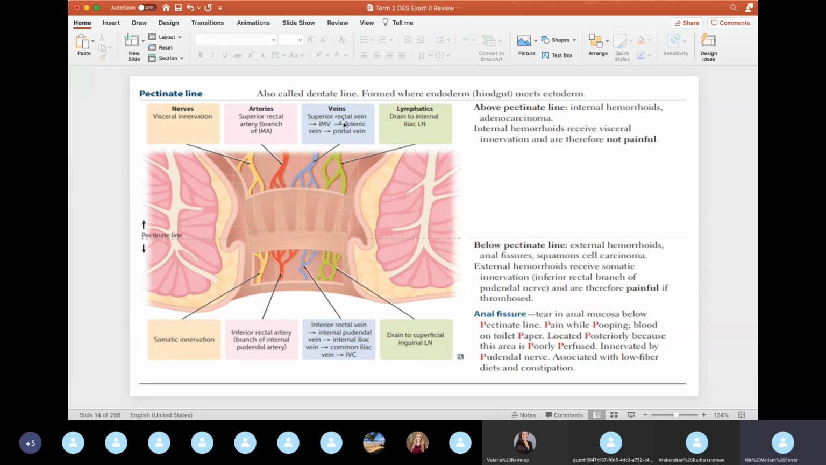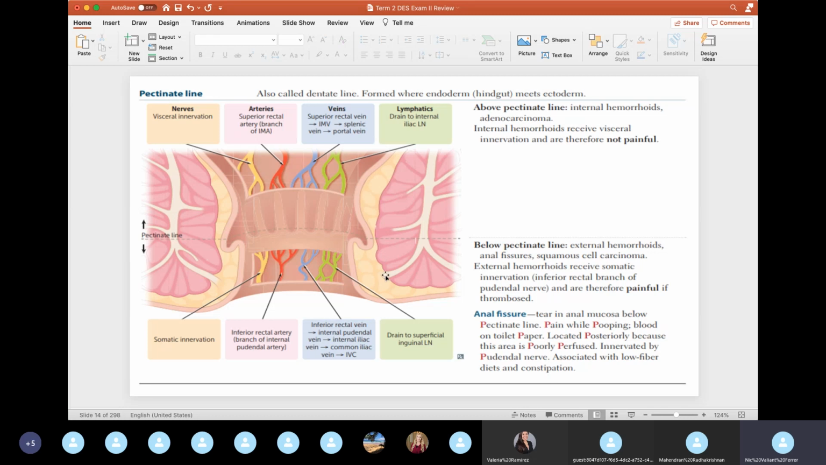Veins, remember, I talked about this one. The superior rectal vein drains to the inferior mesenteric vein, which drains to the splenic vein, which drains to the portal vein. So this is portal circulation. And the lymphatics, they drain to the internal iliac lymph nodes. Therefore, question, if I have a hemorrhoids above the dentate line, is it painless or painful? Painless. Excellent. Term 4, you're going to learn about adenocarcinoma, most common above the pectinate line.